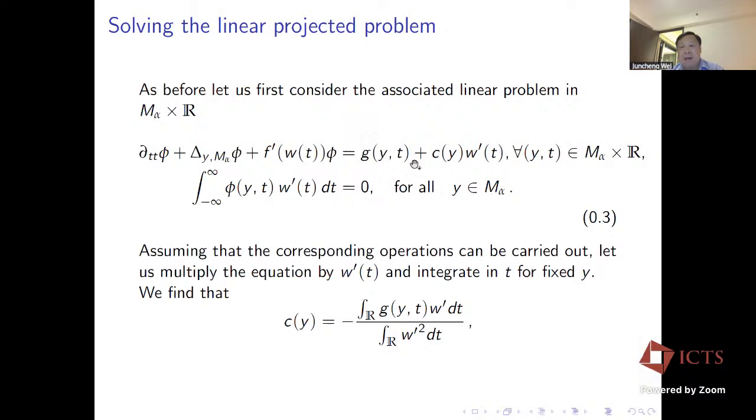Okay, so similar to the first lecture, suppose the problem can be solved, we can get a C in terms of G. Actually, the C is just the projection of G in W prime. So this is C. Okay, this is C. So now we need to find the phi.